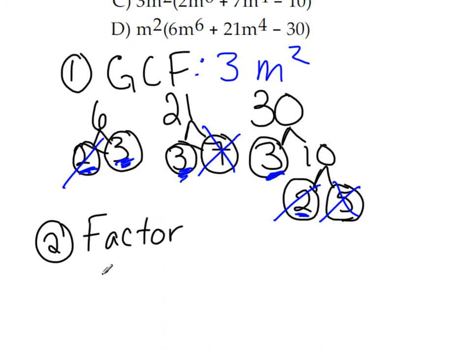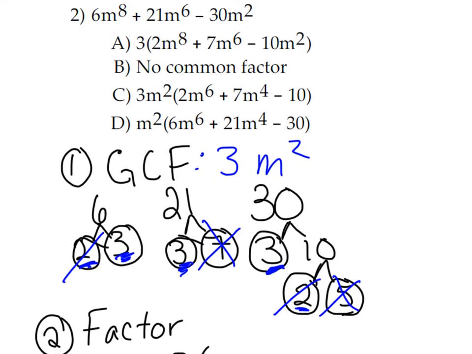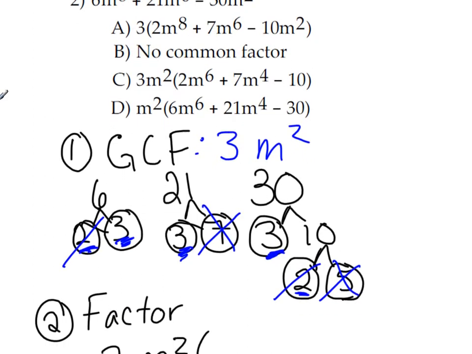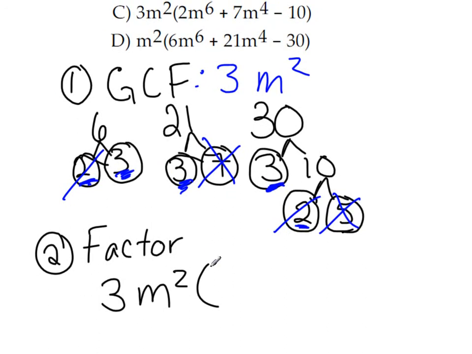So we're going to factor out that GCF we just found. And now we have to figure out, well, what's left behind? So we'll ask ourselves, what times 3m squared will get us 6m squared? So the first term, I might need to rewrite that. So 3 times 2 gets us 6. So there we are. And it needs m to the 8th.